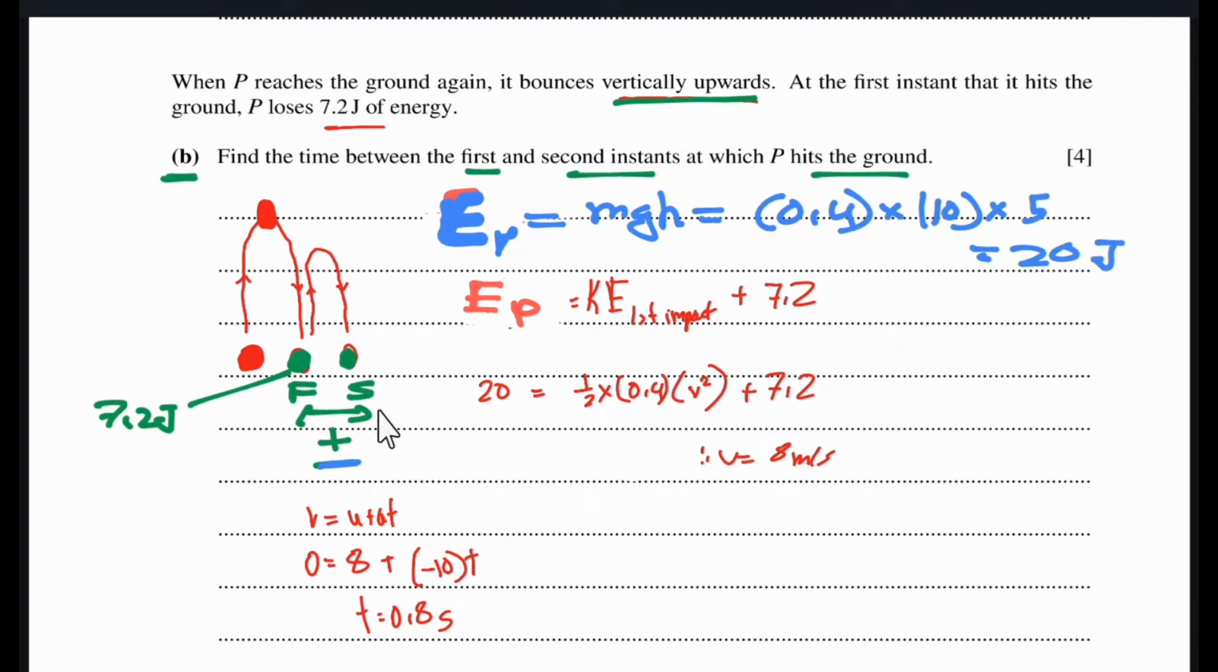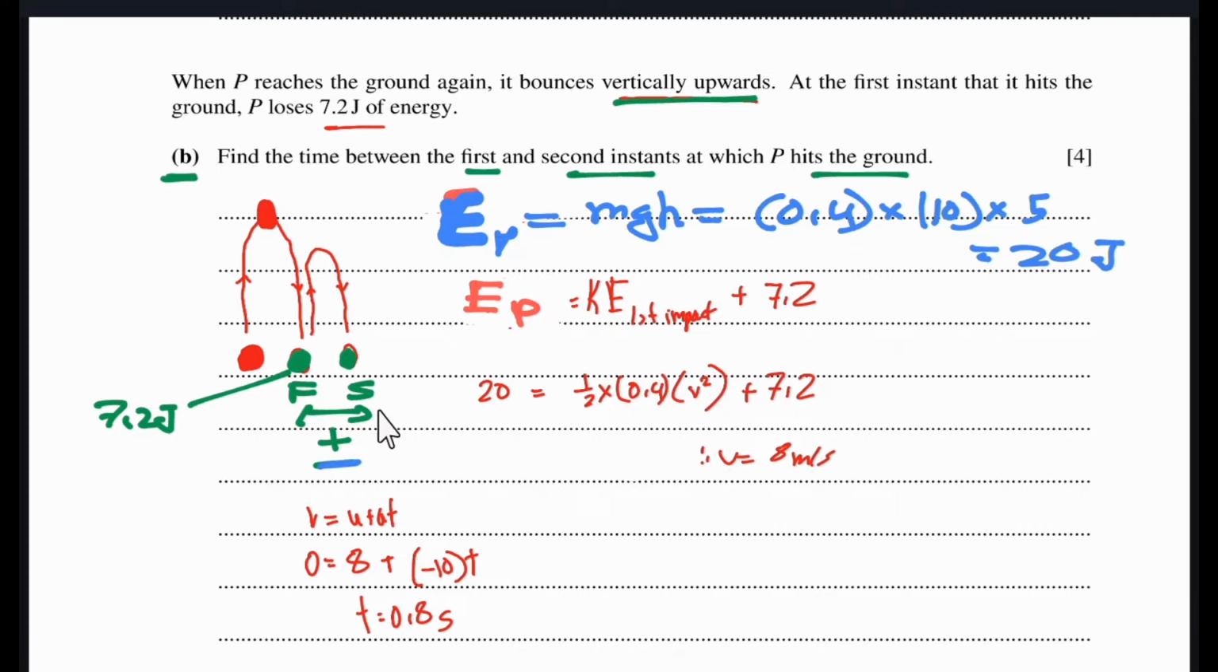As we know the value of u, we can easily use the equation v is equal to u plus at to find the value of time, that is the time at this instant. And what is the total time from the first instant to the second instant? So we need to multiply this value of t by 2, to find the total time between the first and the second instant at which P hits the ground. So from this instant to this instant, the total time comes to be 1.6 seconds.